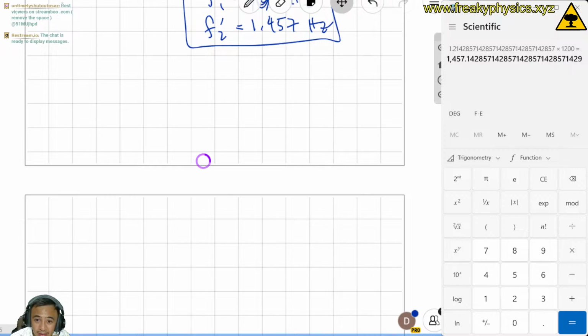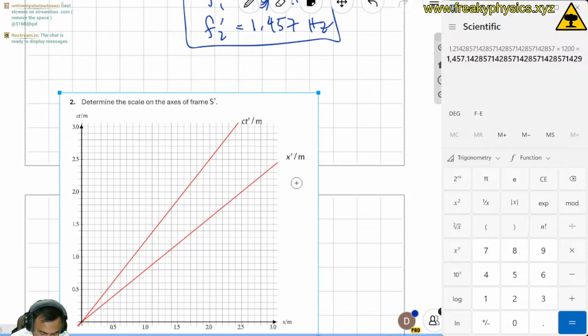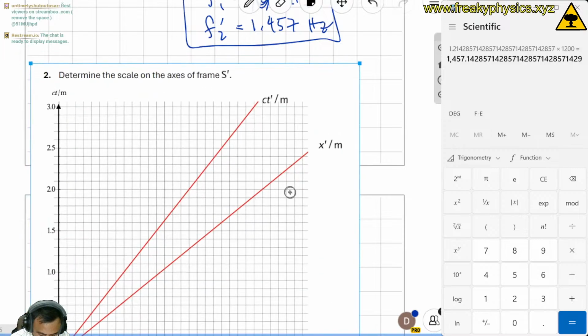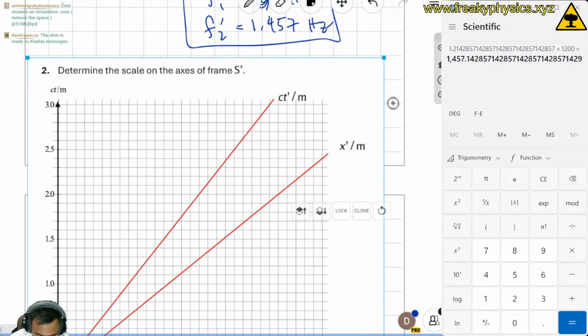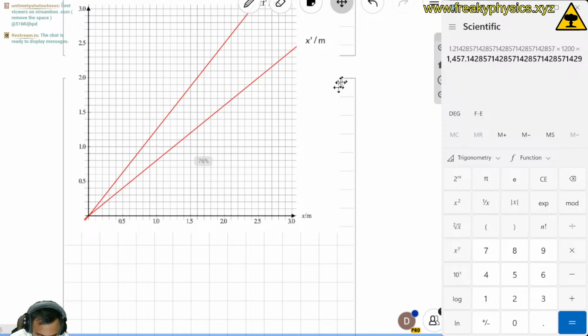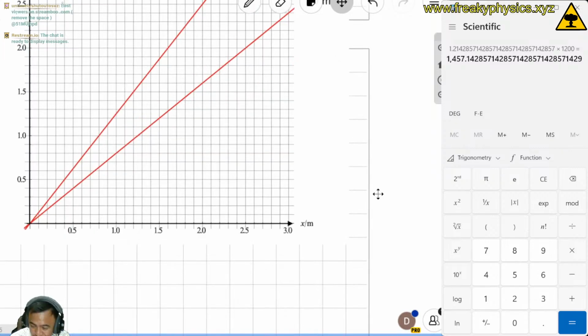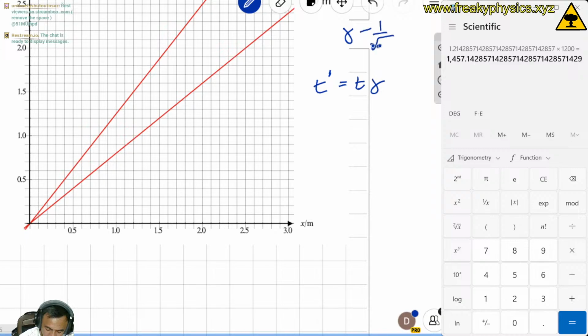All right. So while I'm pasting that, in this case, let's determine the scale on the axis of frame S prime, right? Let's kind of look back into the equations. I want to see if this works first. I'll try to do this quick. So what's the equation again? What's T prime equal to? It's gonna be T dilated, so T gamma. T over T gamma, right? So gamma is equal to 1 over root of 1 minus V squared over C squared.